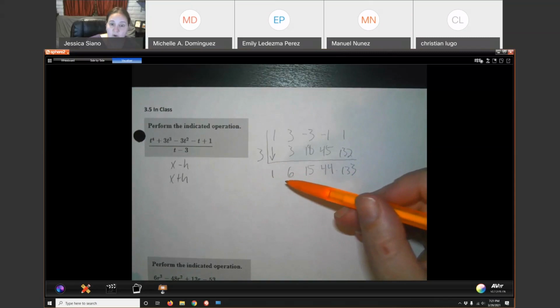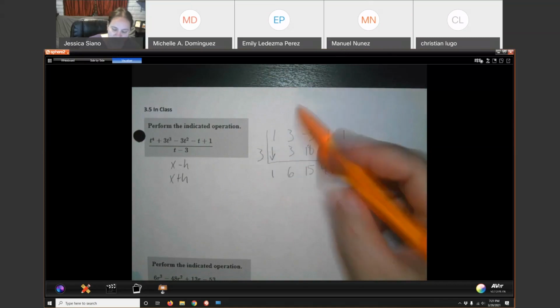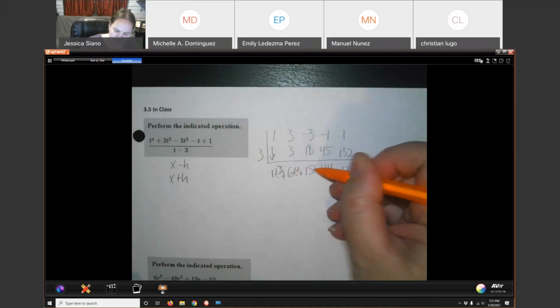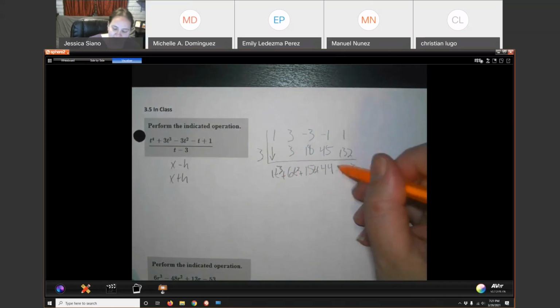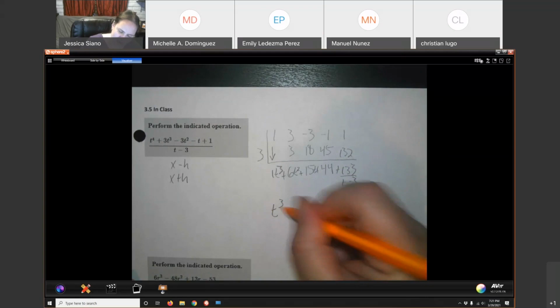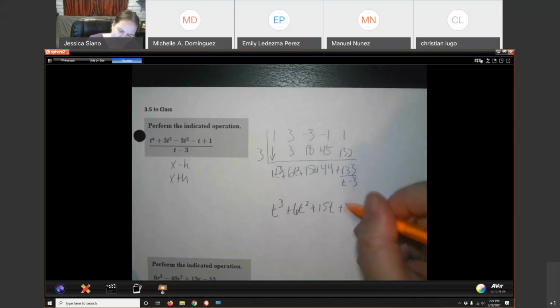And the way that it works is that if we started with a t to the 4th here and we divided out 1t, then this would be t to the 3rd. And so then that would make this t squared and this t and this a constant. I'm going to rewrite this so that we can see it a little better. And then this last number is my remainder, and that goes over your denominator. So my final answer here would be this: t to the 3rd plus 6t squared plus 15t plus 44 plus 133, my remainder, over t minus 3.